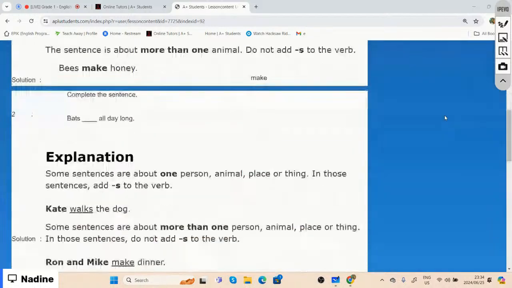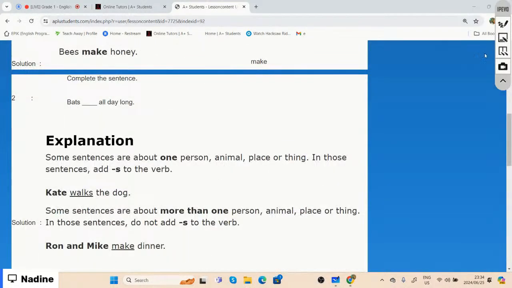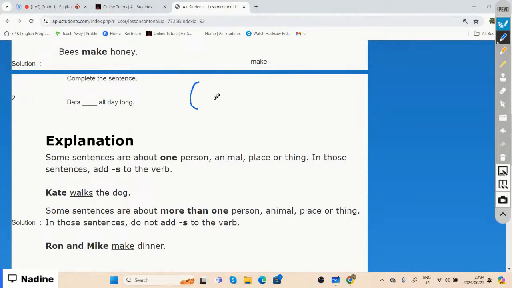All right, look at the next one. Here's a word bats. Do we say bats sleeps, or do we say bats sleep all day long? Which one is correct? Bats sleeps all day long, or bats sleep all day long?